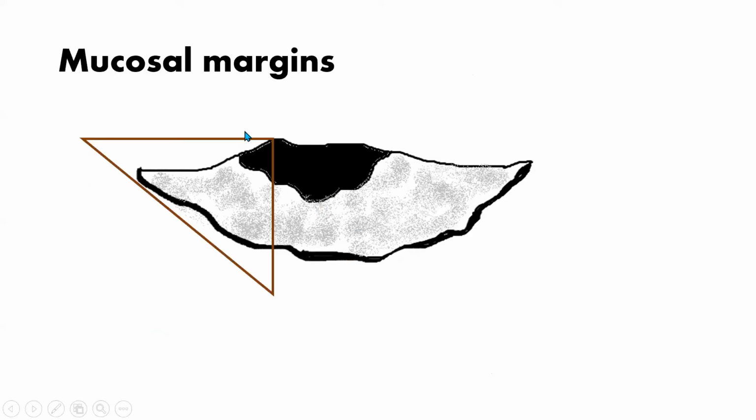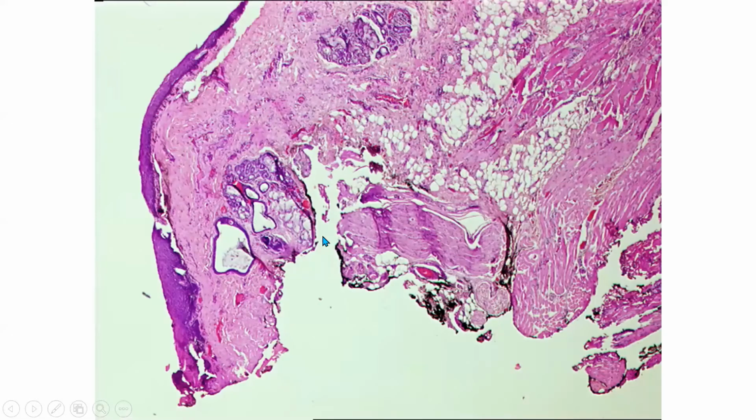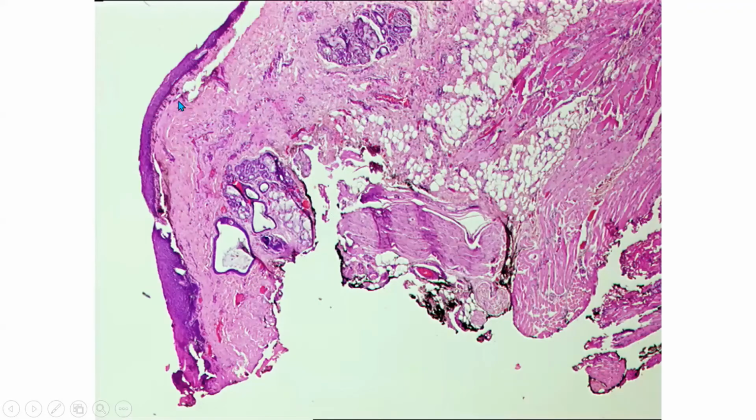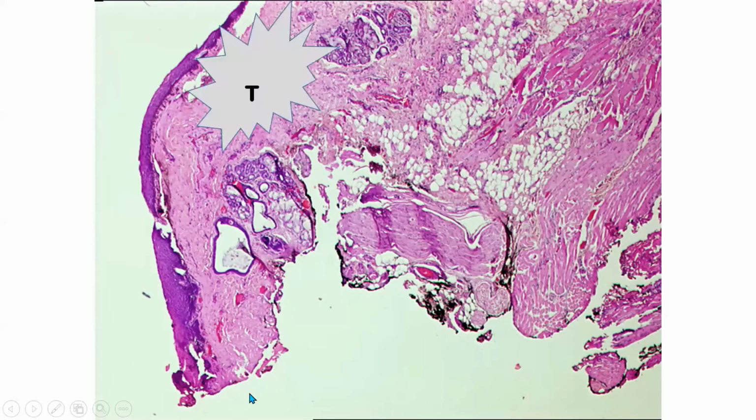So we sample the radial mucosal margins as well as the base where the tumor is closest. This is what it looks like on microscopy. This is a normal-looking margin where we don't find any tumor, and this black ink is what we recognize as the cut surface. If the tumor is away, we record the distance and confirm it on microscopy as well.